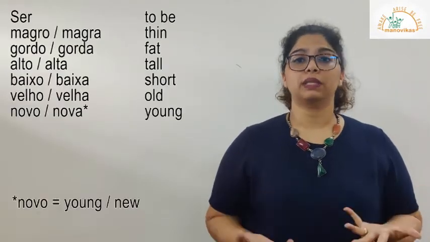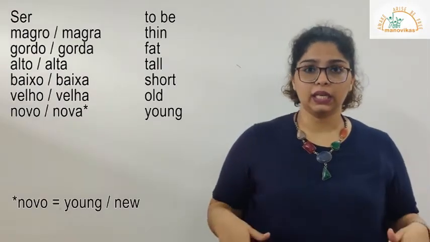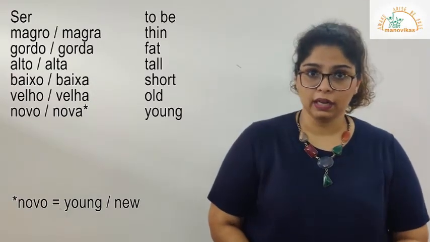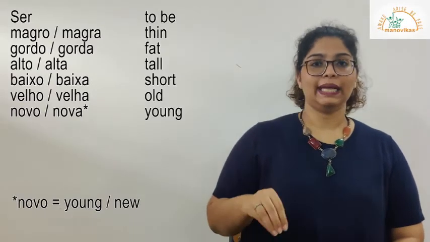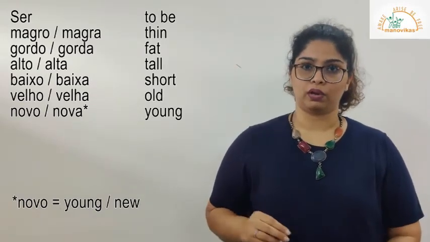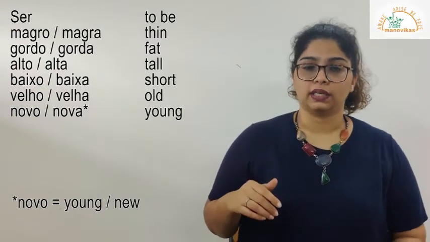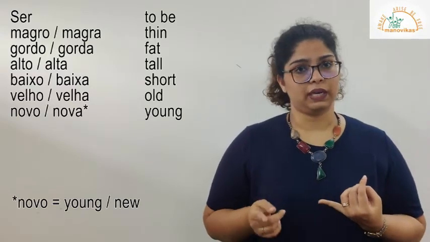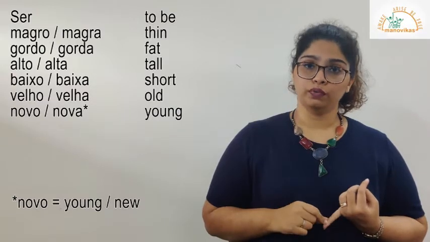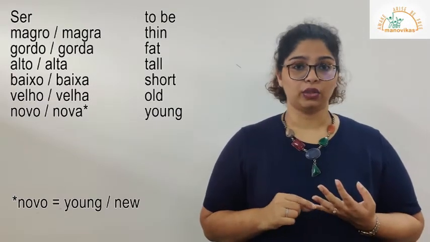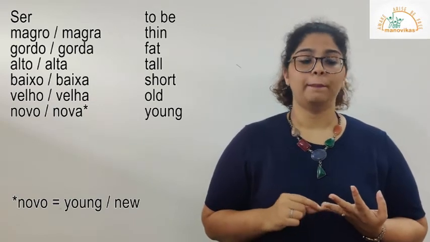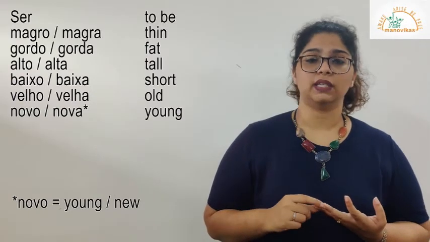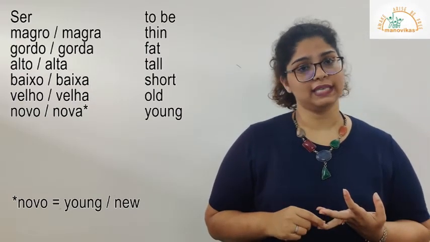Then you want to describe a person's physique, whether the person is thin, fat, tall, short. Again you will use the verb ser, and then the adjective. For example, ele é alto, he is tall, or ela é gorda, she is fat. Magro is thin. If it's feminine, you say magra. Gordo for fat or gorda. Alto, alta is tall. Baixo, baixa is short. Velho, velha is old. And novo and nova is young.